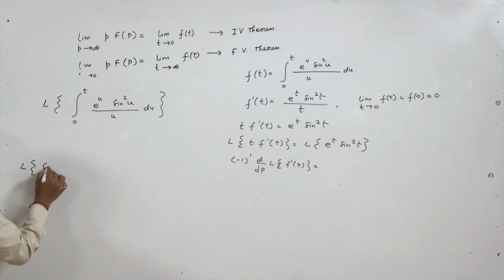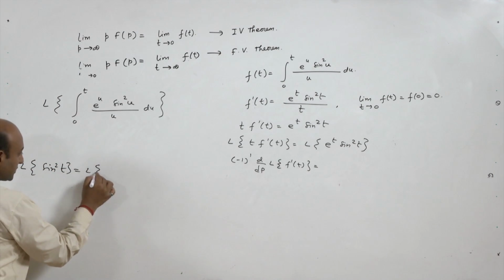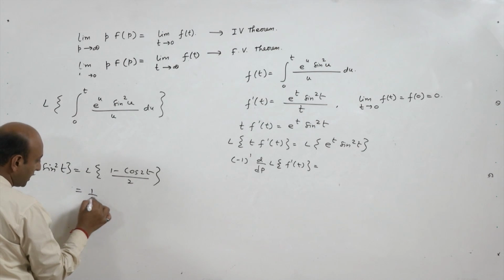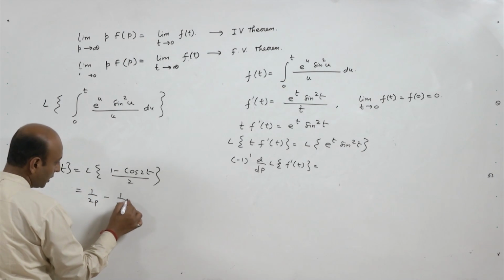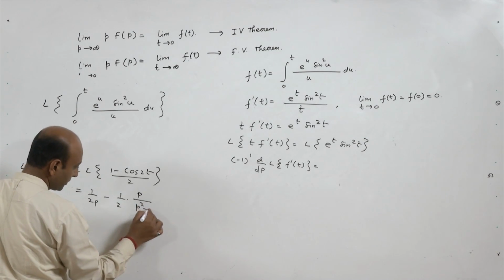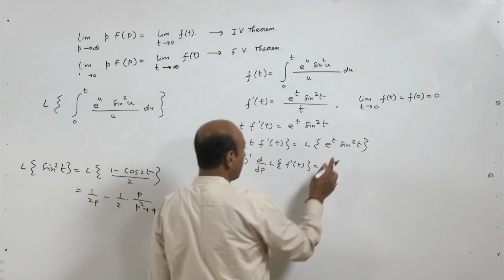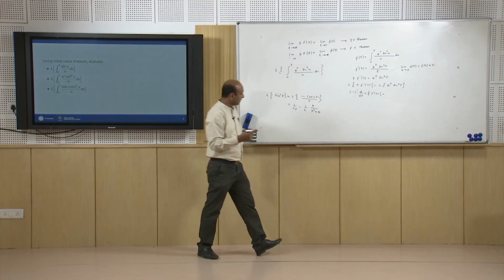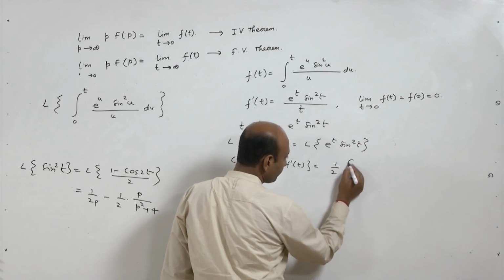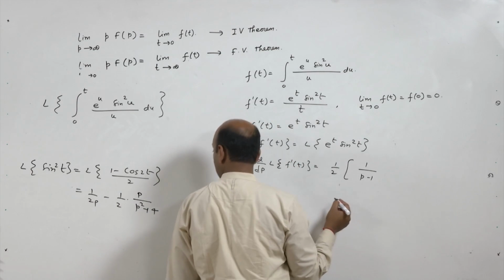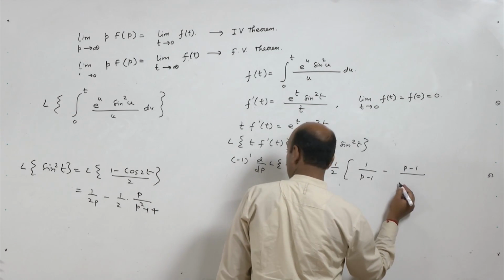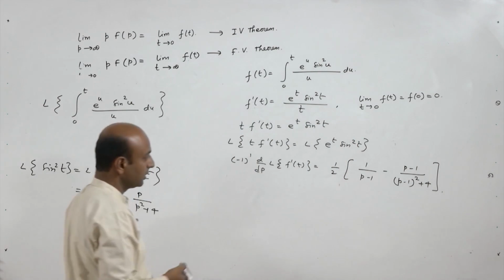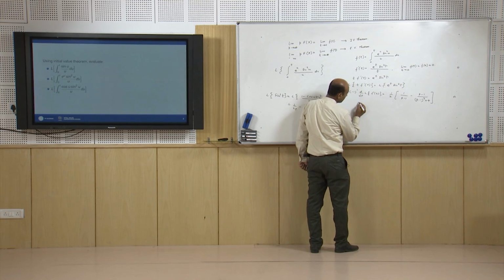Laplace transform of sin square t. We can find it as the Laplace transform of (1 minus cos 2t) by 2, and it is nothing but 1 by 2p minus 1 by 2 into p upon p square plus 4. And again apply the shifting property, so you replace p by p minus 1. So it is 1 upon 2 times 1 upon p minus 1 minus p minus 1 upon (p minus 1) whole square plus 4. Okay, you replace p by p minus 1.